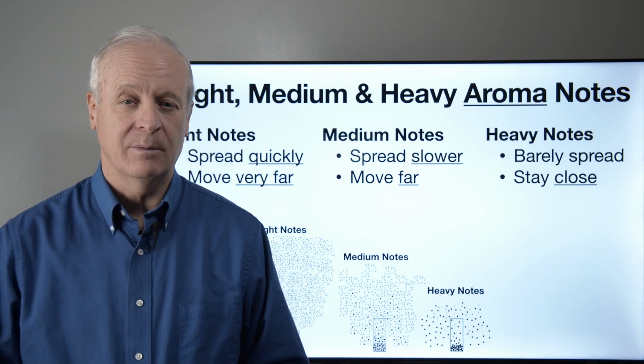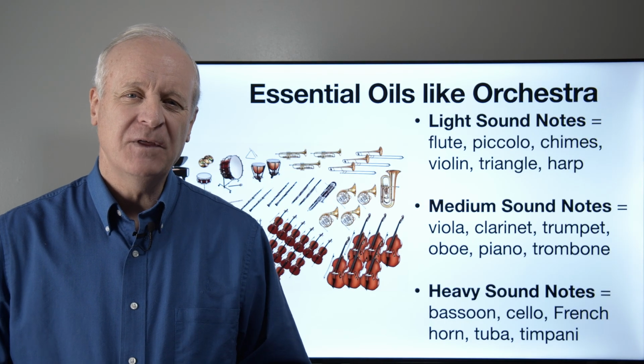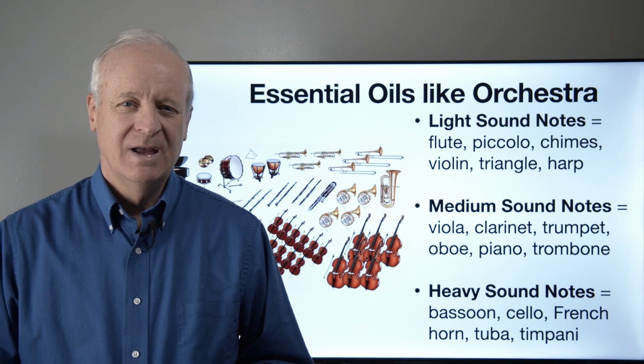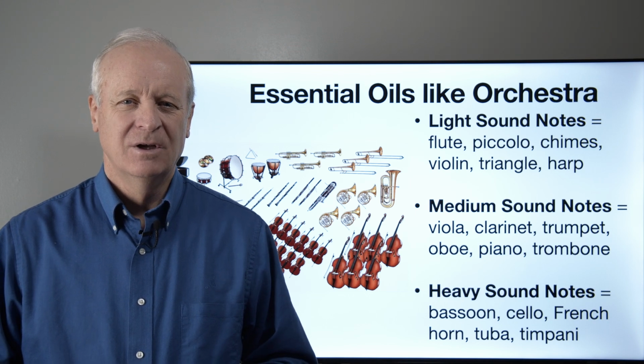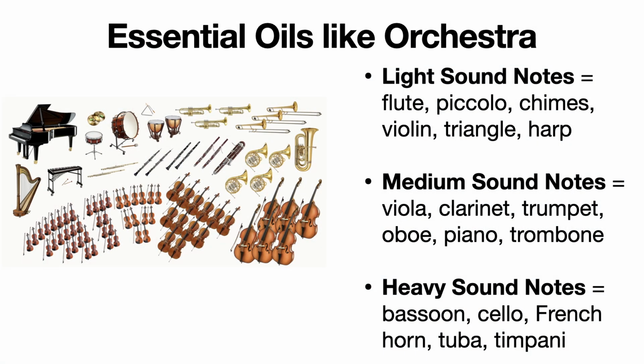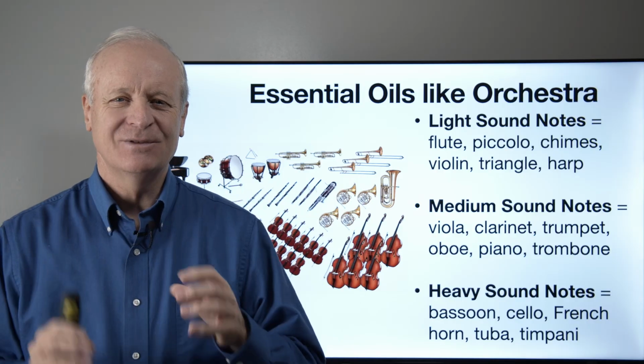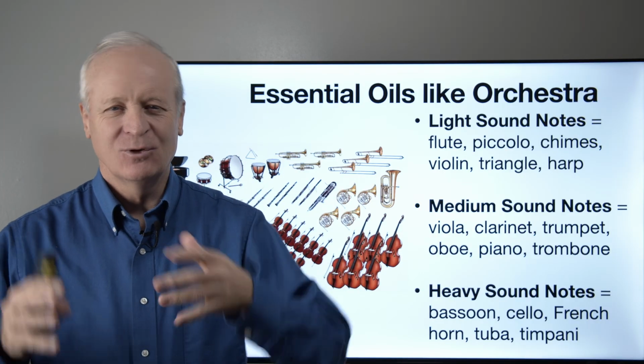So I think of essential oils similar to the instruments that are played in an orchestra. So an orchestra is like an essential oil. So there's different types of musical instruments that play different types of notes. There's the high note sounding instruments. They're like the piccolo and the violin and the flute and the triangle. These are very light notes, very happy notes, and they trill through the air.